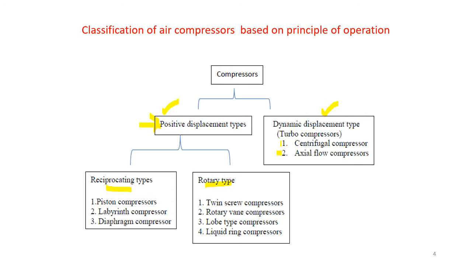Reciprocating compressors also have some types like piston compressor, Lebrun compressor, diaphragm type compressor, whereas rotary type also have some subtypes like twin screw, rotary lobe type and liquid ring compressors.